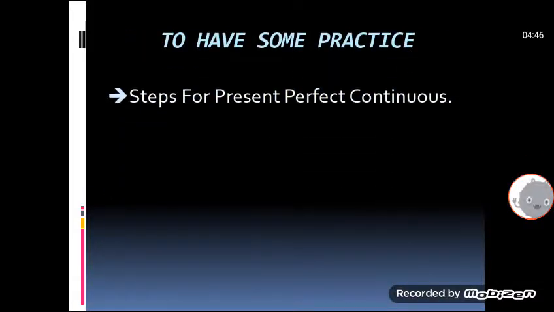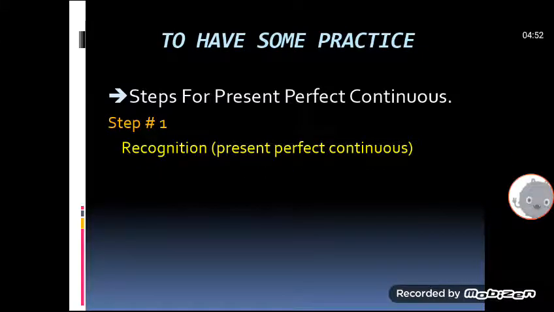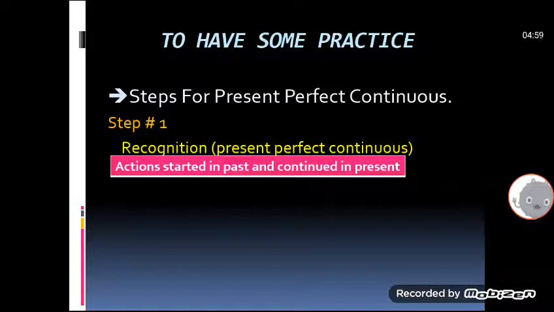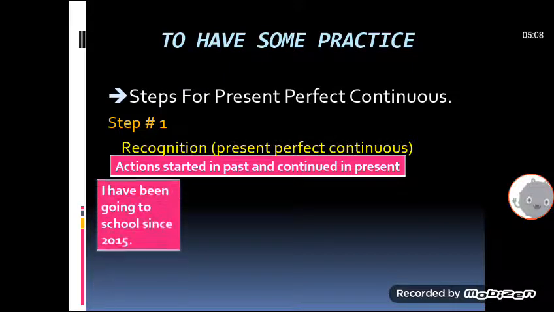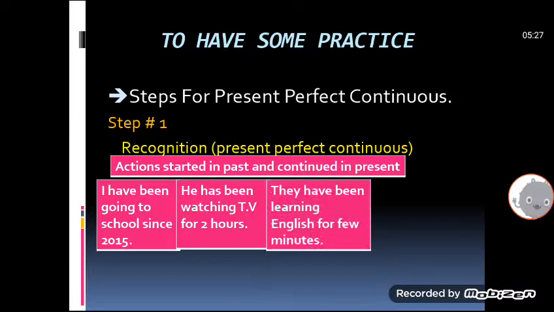Next, to have some practice you have to follow these steps, and the first step is recognition. You have to recognize whether it is present perfect continuous or not. For this you have a key: actions started in past and continued in present, this will be its sign. Clear? It will tell you whether this is perfect continuous or not. Look at this: I have been going to school since 2015. Since 2015 I have been going to school. Yes, recognition: this is present perfect continuous because the action is still continuing and started in 2015. Clear? He has been watching TV for 2 hours, same. They have been learning English for a few minutes.